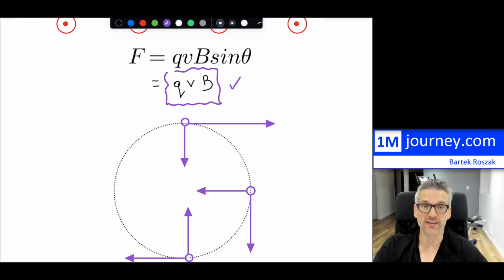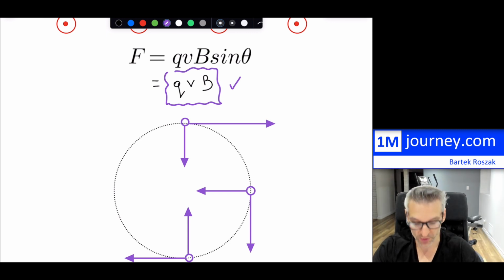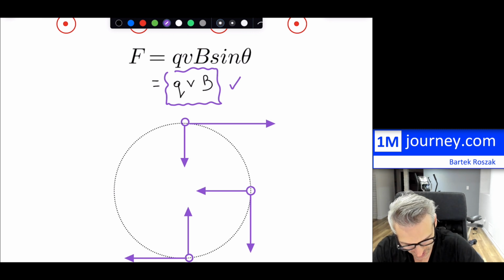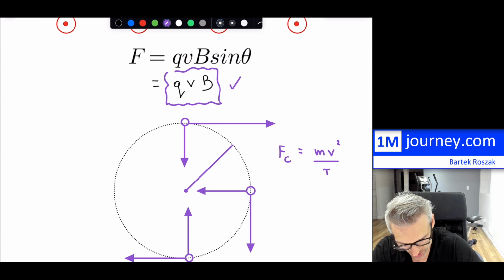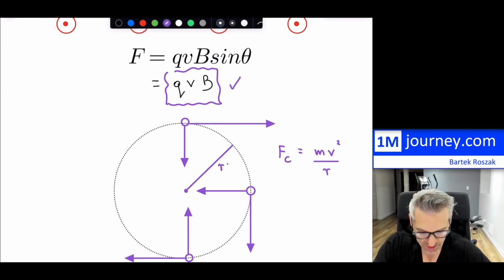Now, for anything that is moving in circular motion, we also know that the net force is going to be equal to the centripetal force. And that centripetal force is nothing else but the mass multiplied by the speed that it is moving at, squared, divided by whatever radius that we have. That radius is, of course, the radius of the circle that it's trying to create. So that's the radius right there.